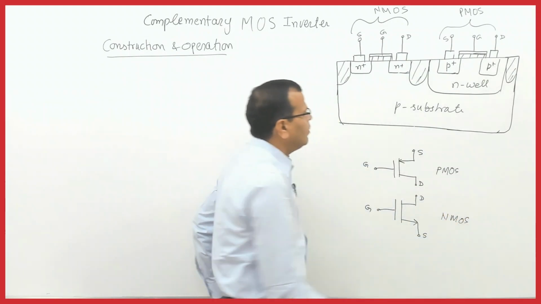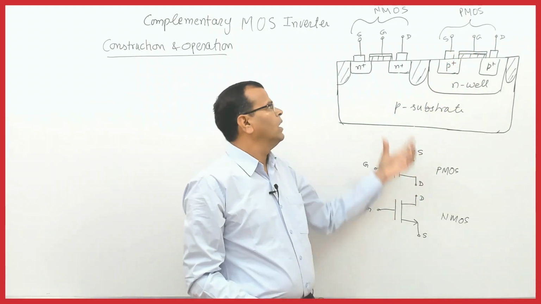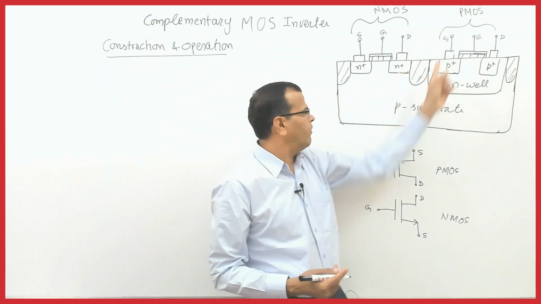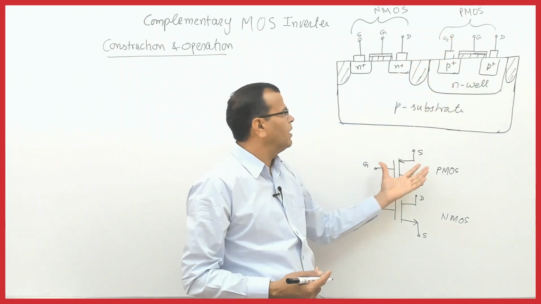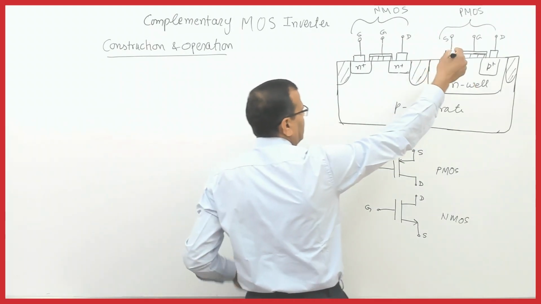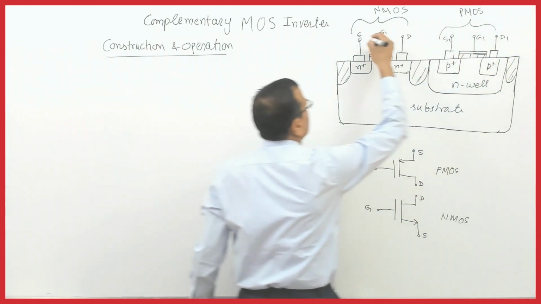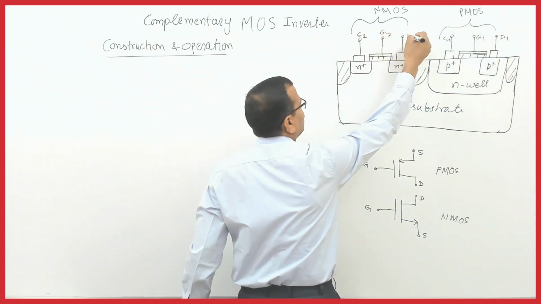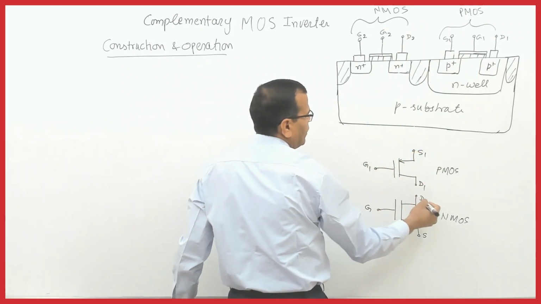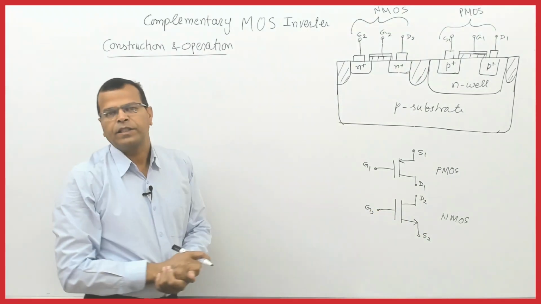So I have drawn the symbol for this part of the CMOS, that is the PMOS, and this is the NMOS. These are the terminals available here. For PMOS, these are the terminals. Just for clarity, let this be S1, this G1, this D1, this S2, G2, D2. So I'll say S1, D1, G1, D2, S2, G2, like this.